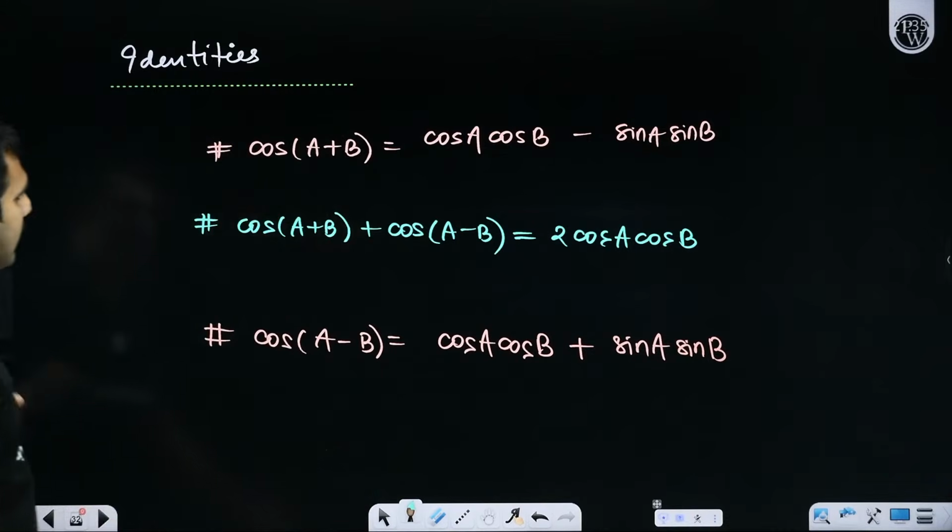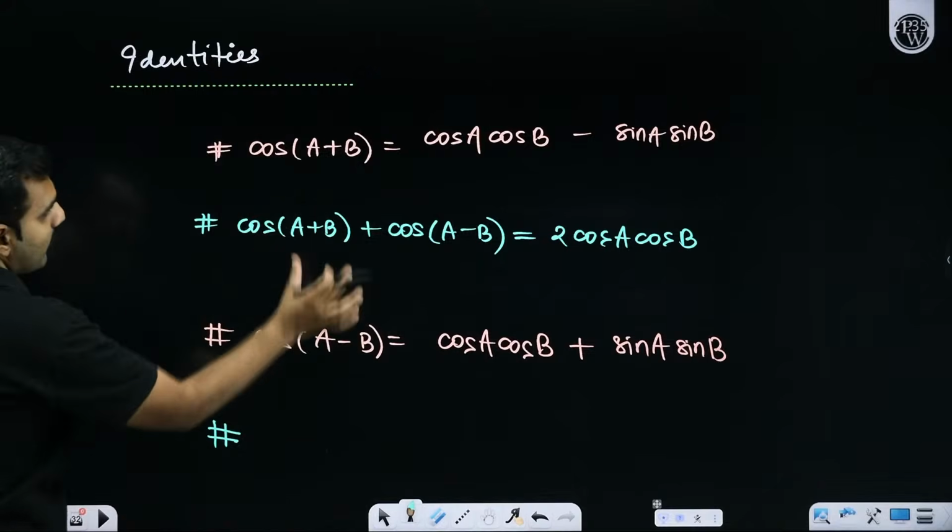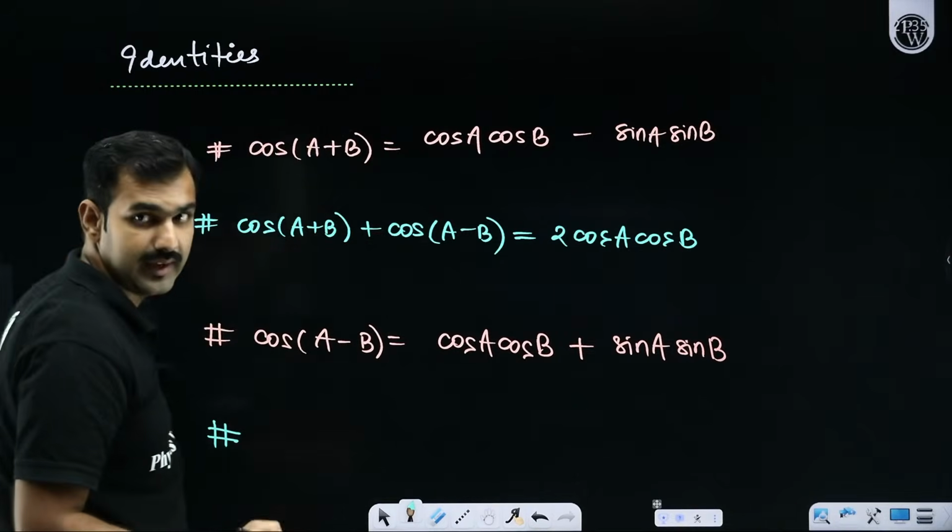With this, if I tell you one more identity coming into the picture, sir, what if we subtract this from this? So, what will I have?